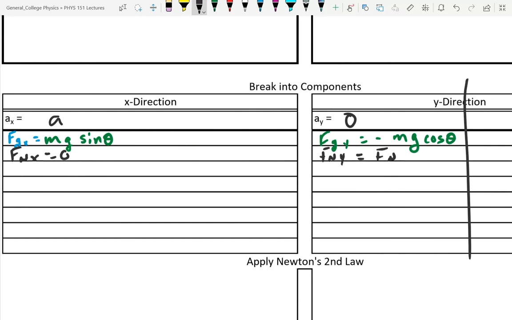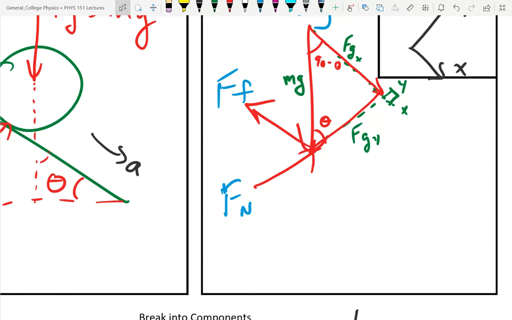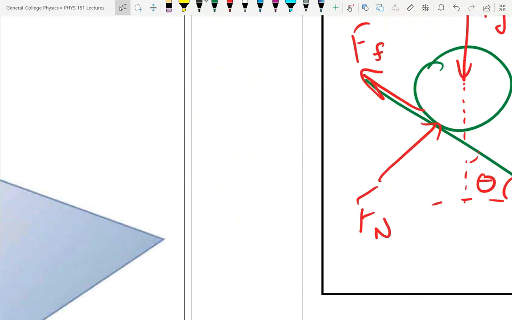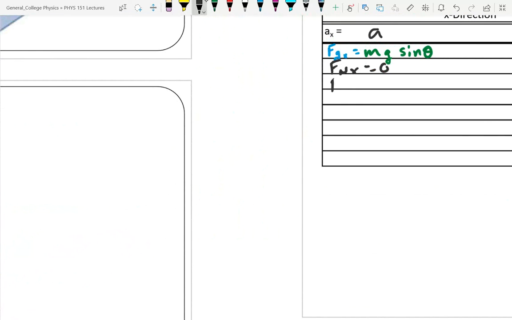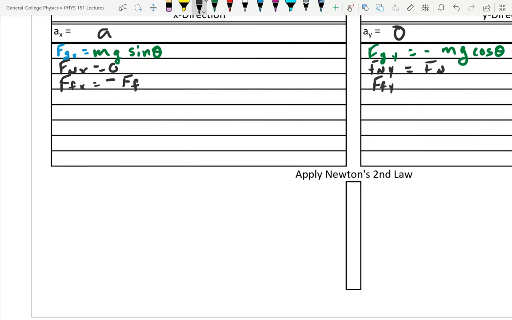I like things easy. What about the force of friction? How much of the force of friction is in the x direction? All of it except negative. And so in the y direction, it's going to be, that's right, somebody said 0. So now I've broken the forces into their components. Why did we break the forces into the components? So we can apply Newton's second law. That's the only reason we broke them into components, so we can apply Newton's second law.